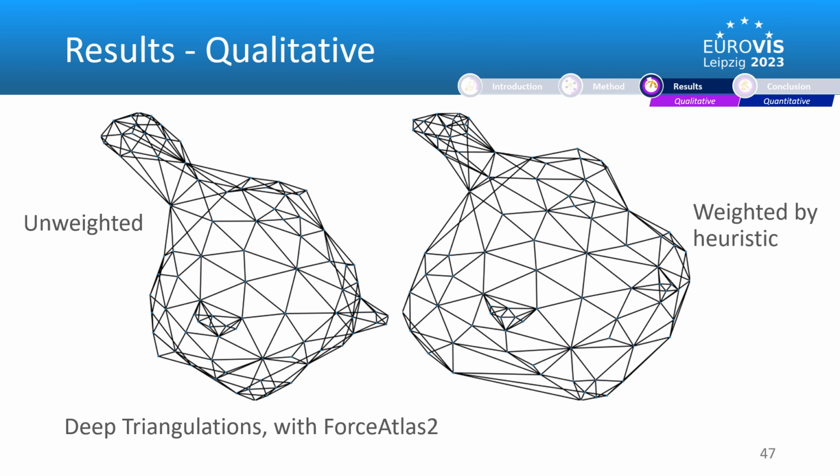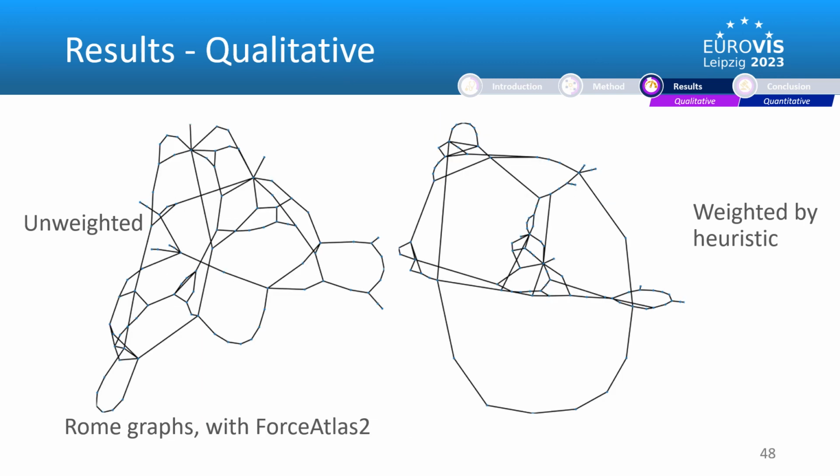On the left here, we have the original layout of a deep triangulation graph. On the right, we have the layout where edges were weighted by the heuristic. Immediately, we can spot some differences, most notably in the outer face over here. The layout is still far from perfect, but there are visible improvements. For Rome graphs, the heuristic has a tendency to create long edges leading to unbalanced layouts. One could argue that the layout produced by the heuristic has a lower quality.